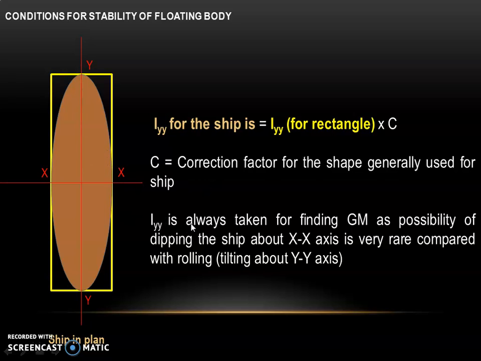And Iyy is always considered for finding metacentric height, as possibility of dipping the ship about XX axis is very rare compared with rolling, that is tilting about YY axis. So we consider Iyy for the ship, not Ixx.